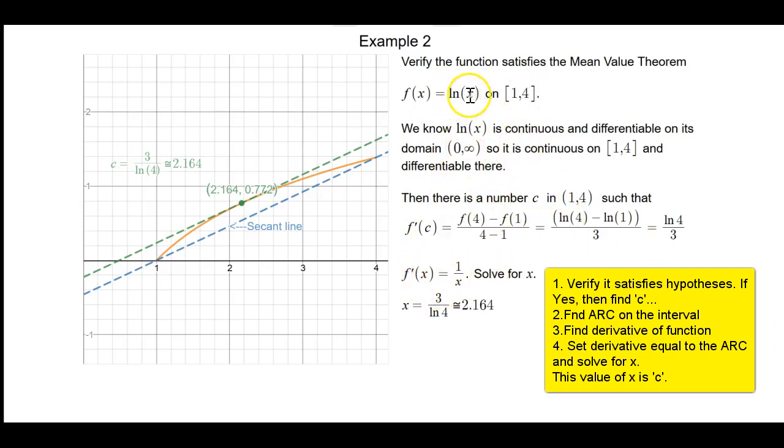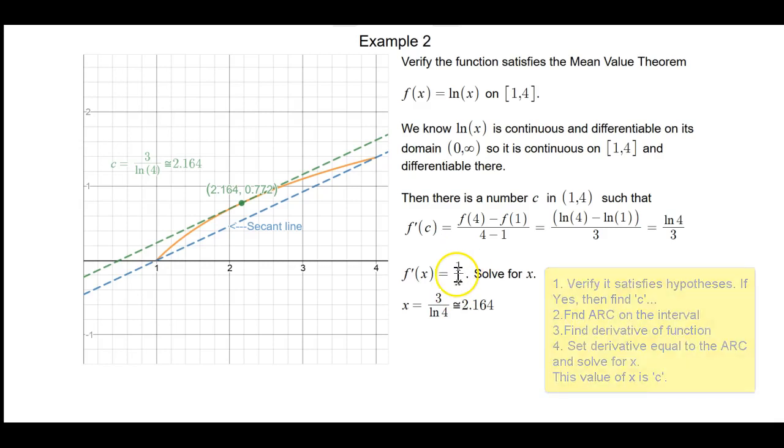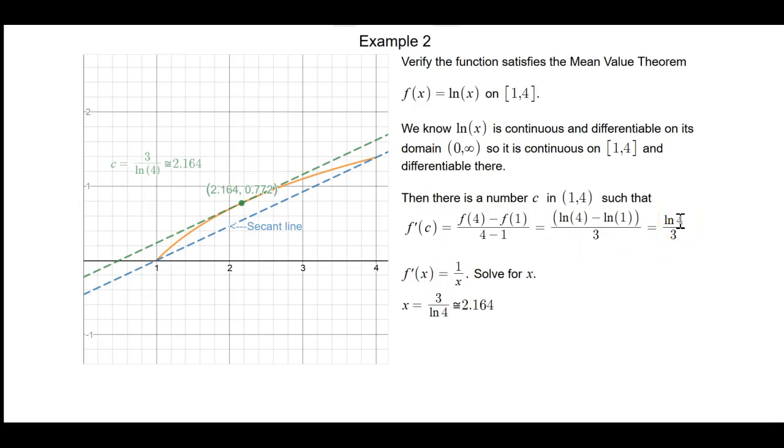And then when I find the derivative of ln of x, I get 1 over x. So I know that to find c, I need to set my derivative equal to ln of 4 over 3. So to solve 1 over x equals ln of 4 over 3, I get x is equal to 3 over the ln of 4, which is approximately 2.164. So what that means is the slope of the tangent line is the same as the slope of the secant line at the x value 2.164.